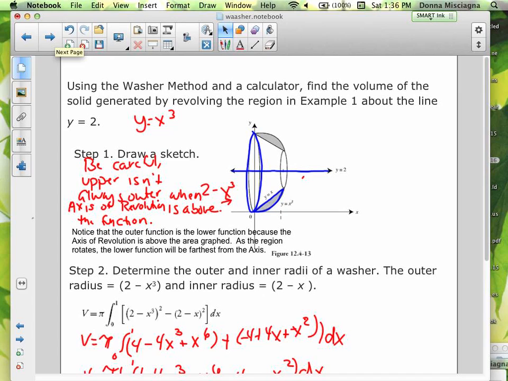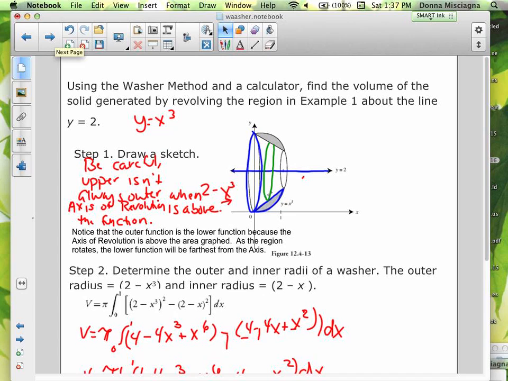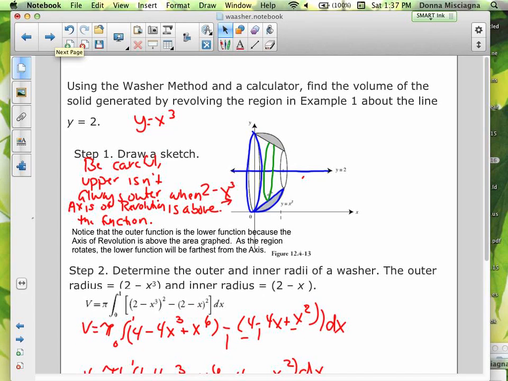So 2 minus x cubed is our outer function. Our inner function is 2 minus x. All right, so now we take the outer minus the inner. So 2 minus x cubed is the outer function, and then the 2 minus x squared is the inner function. That inner function is creating our hole, right? So this one creates the hole. All right, so now we just square and then evaluate.